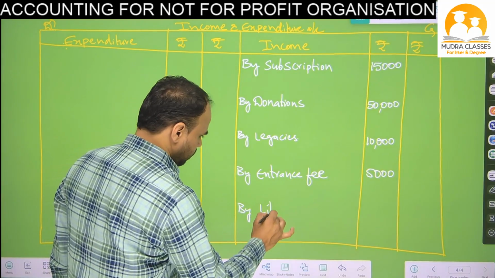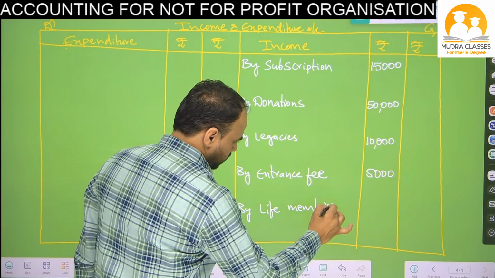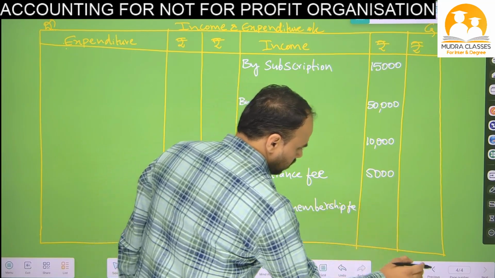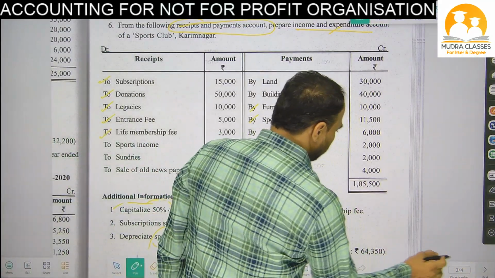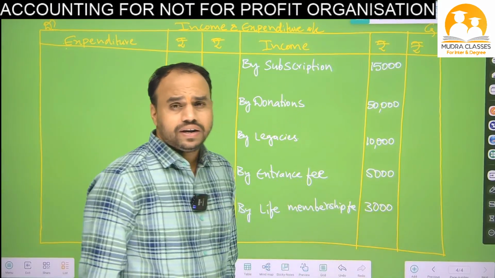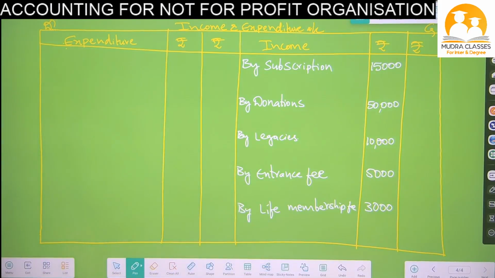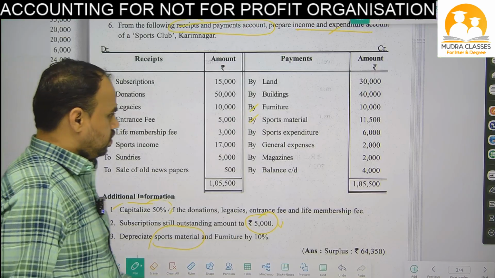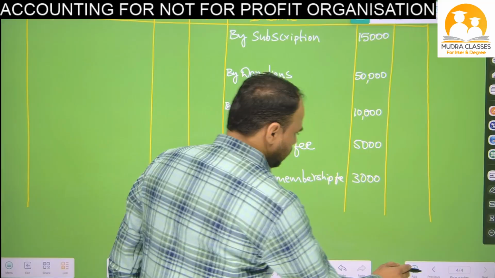By life membership fee. How much given for life membership fee, beta? 3,000 rupees, so I will write here 3,000 rupees in the inner column. Okay, just a minute, beta. Now see the next item, beta. What is given as the next item? So life membership fee is completed.